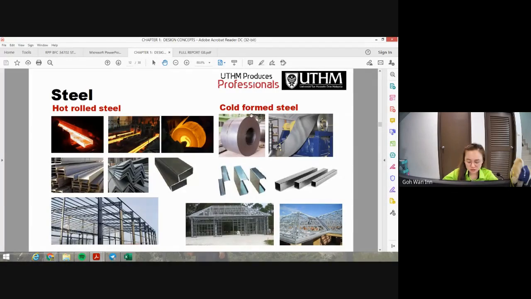Cold formed steel is steel pressed under pressure at room temperature. You form it into these shapes at room temperature, not under high temperature. Hot rolled steel allows very precise shapes and will not shrink as it cools. So these are the two types of steel.